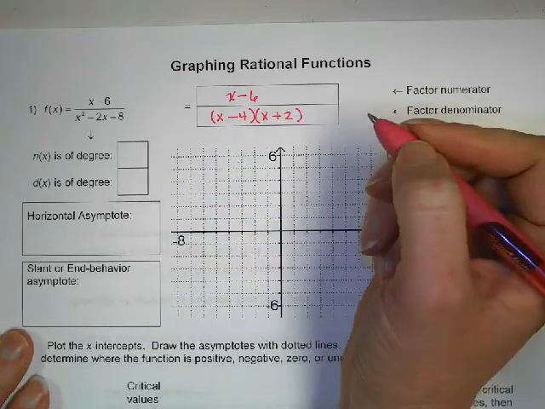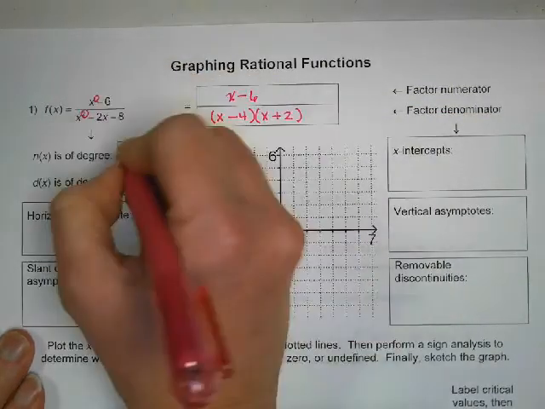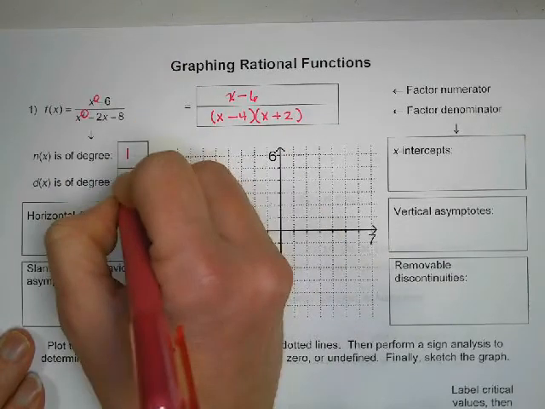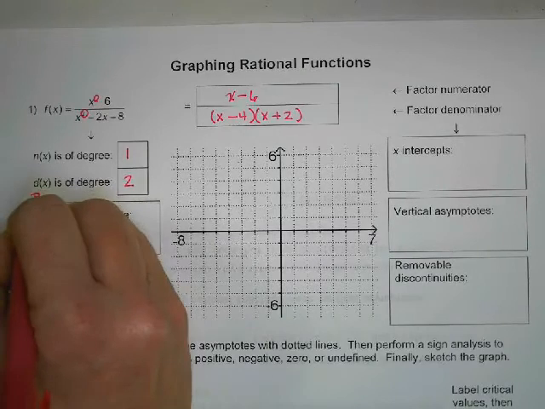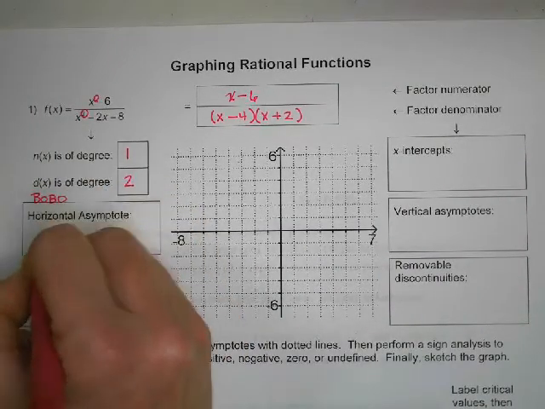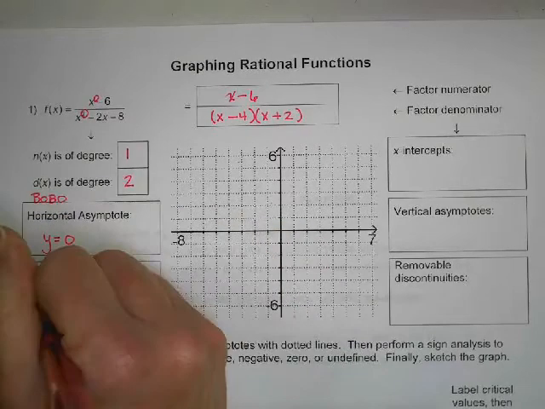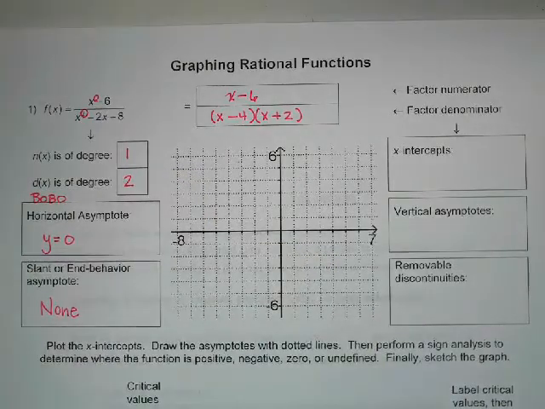All right, now we're going to just find all the pieces that we need. Looking at the degree, on top is 1, the degree on bottom is 2. So bigger on bottom, BOBO. So that means that y equals 0 in this case, which means I have a horizontal asymptote of 0, which means that I don't have a slant asymptote.